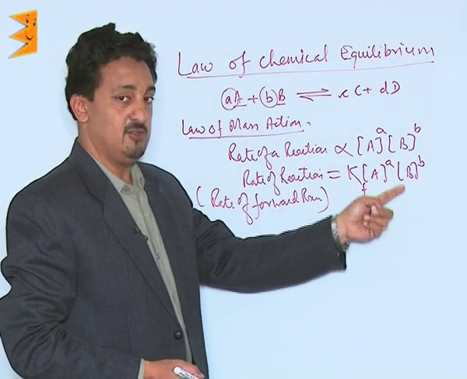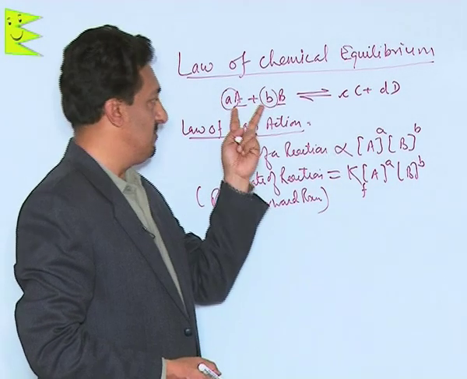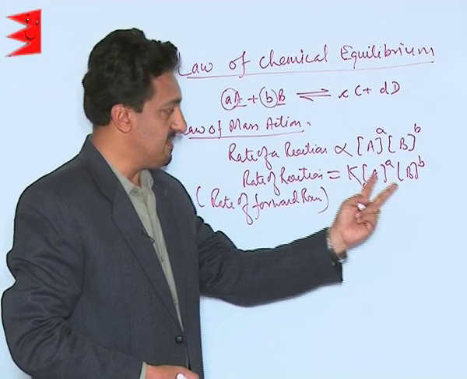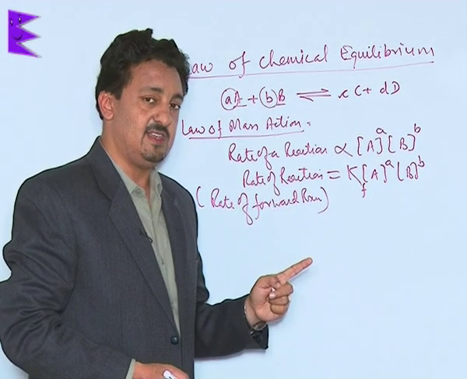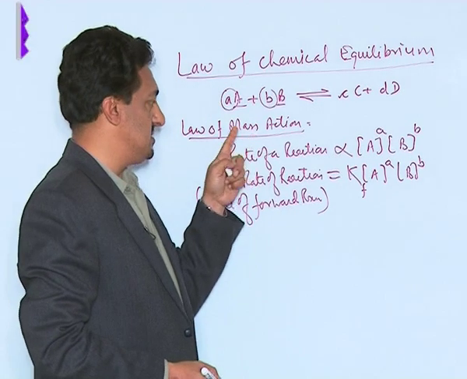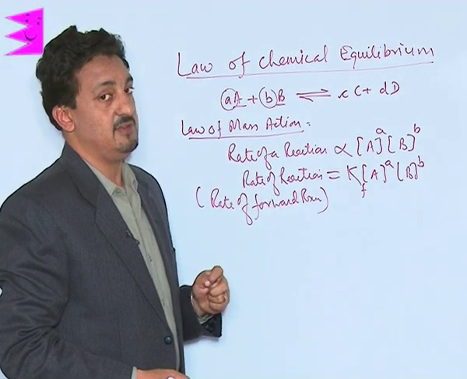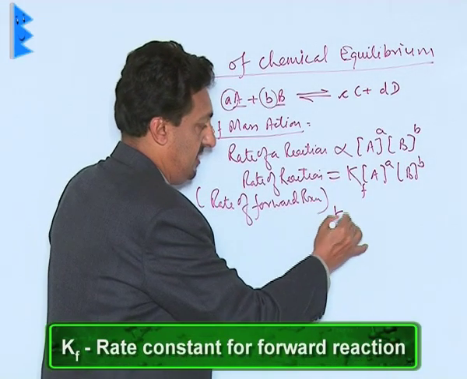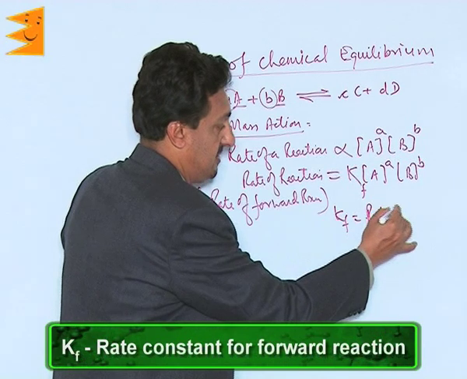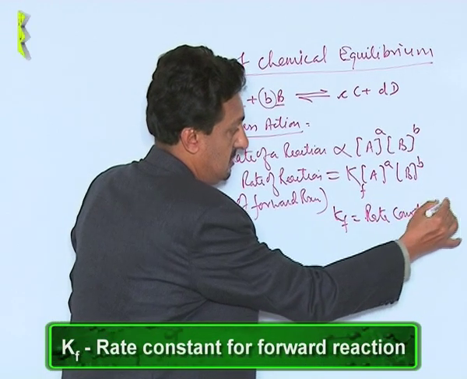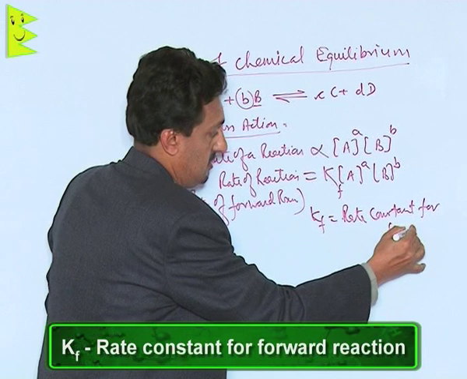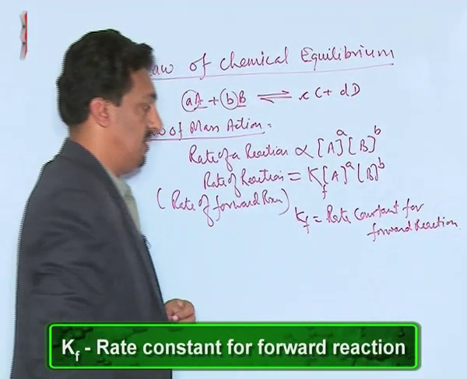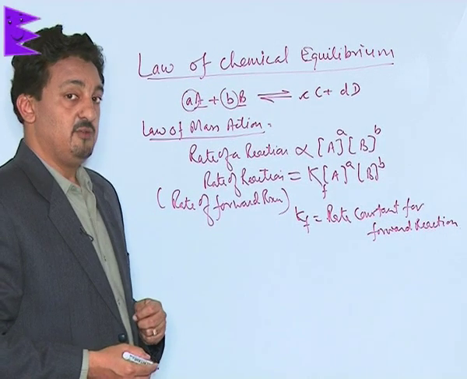So the rate of forward reaction as per this law of mass action is equal to Kf [A]^a [B]^b, where [A] and [B] are the molar concentrations of the reactants taken initially. Since these concentrations are the initial concentrations of the reactants, that is why this law is called the initial rate method of determining the rate of the reaction. This Kf is called the rate constant for forward reaction.